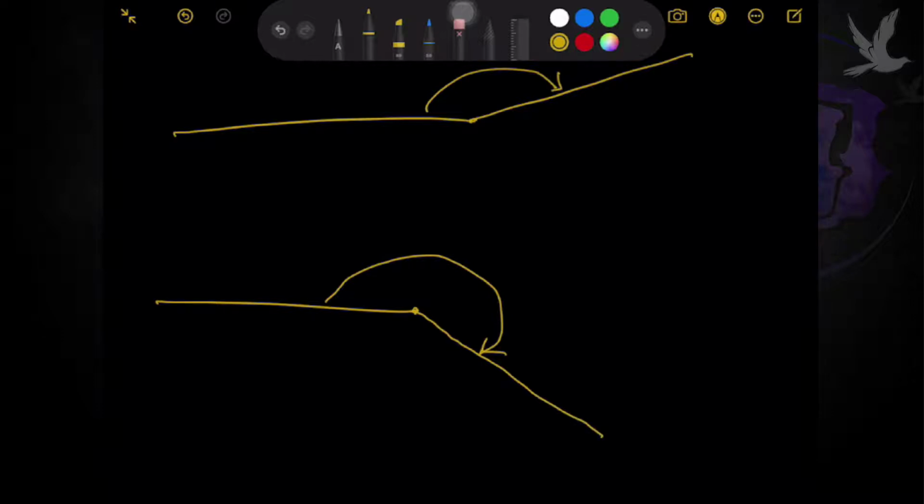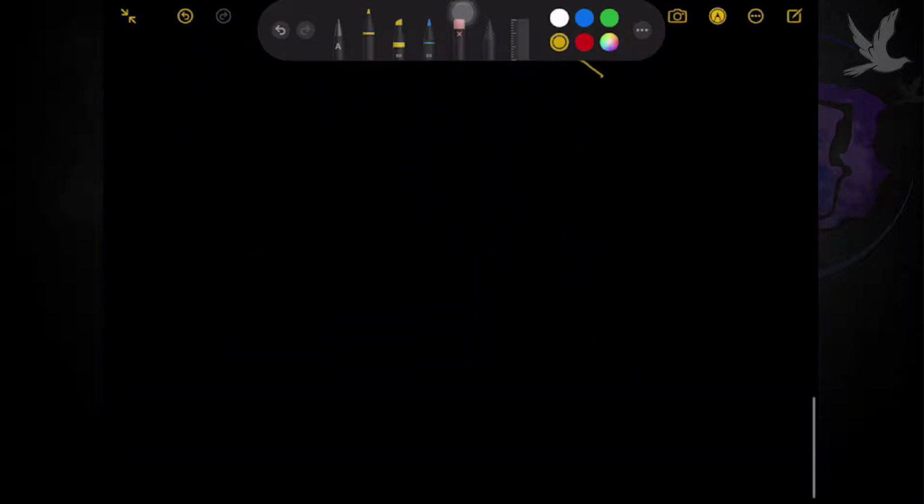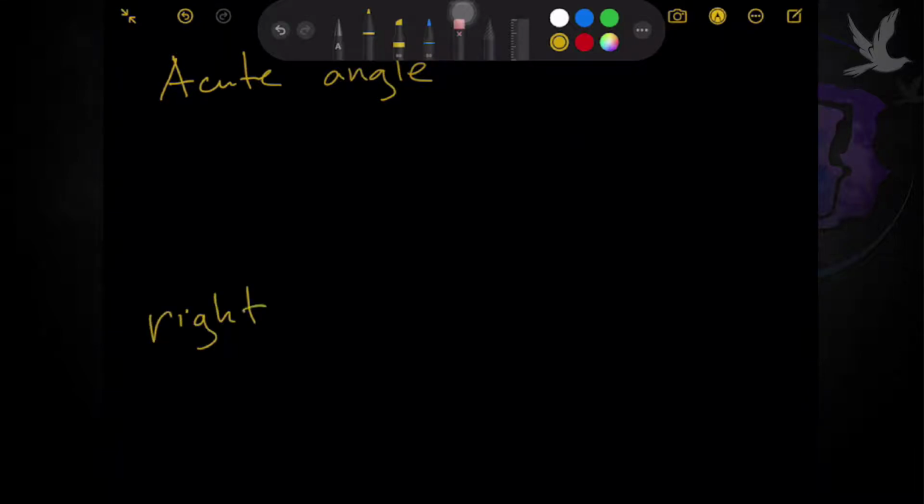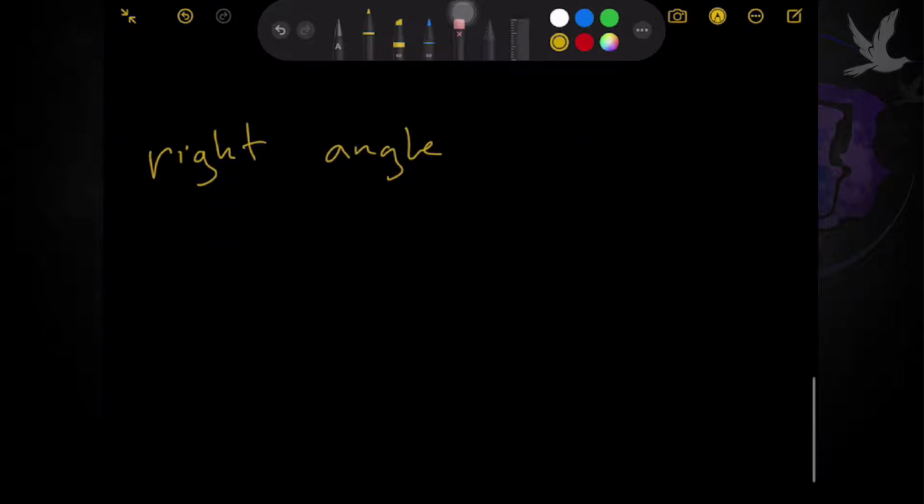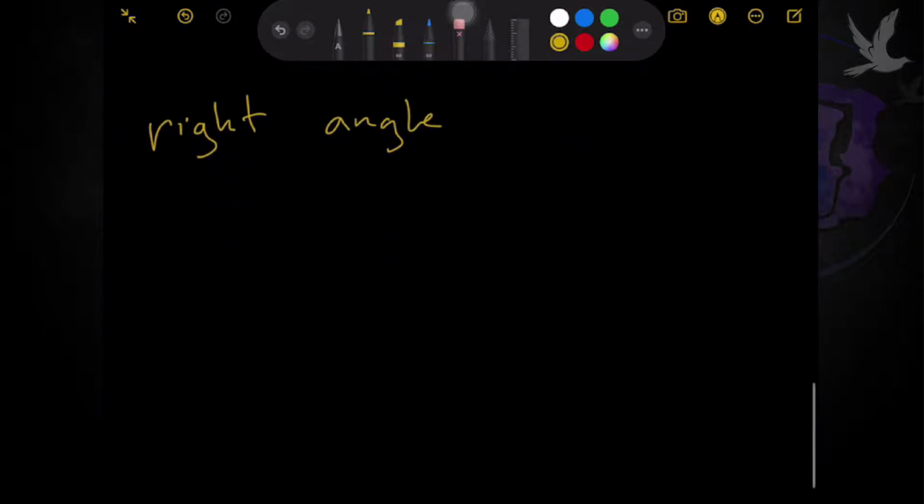But today, we are only going to limit ourselves to 3 types of angles, namely the acute angle, the right angle and the obtuse angle.